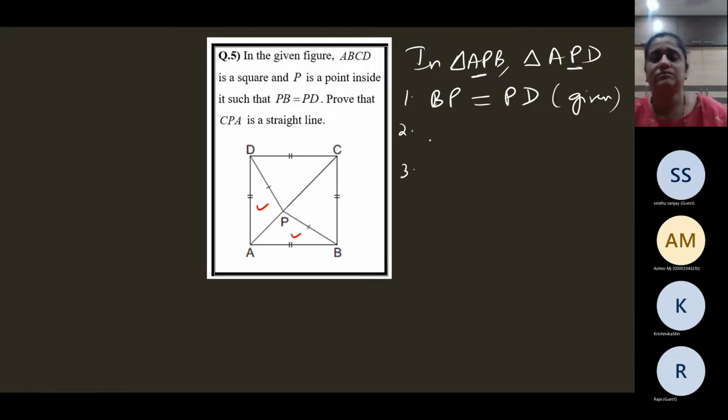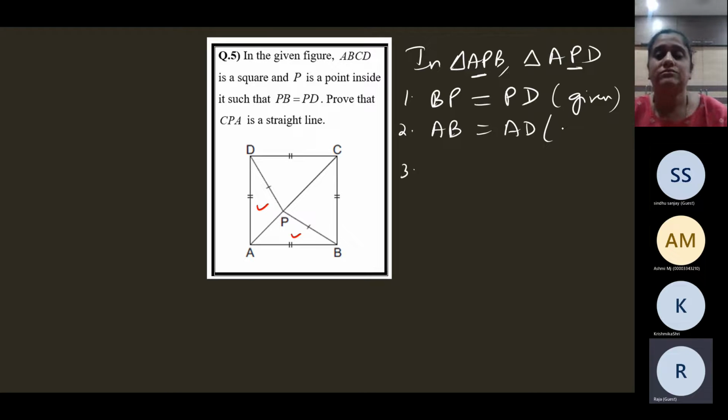Ma'am, AD is equal to AB. AD of which triangle? APD, ma'am. I want the first triangle information first. Sorry, ma'am. AB is equal to AD. AB of the first triangle is equal to AD of the second triangle. How do you know? Ma'am, because in a square, all the four sides are equal, ma'am. Because ABCD is a square. Very good. And then one more. Ma'am, AP is equal to AP. Common side. Yes. All right.